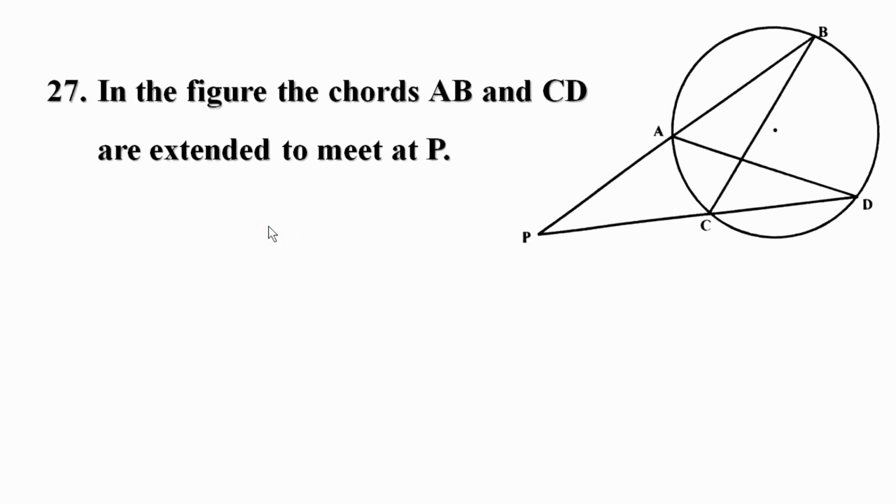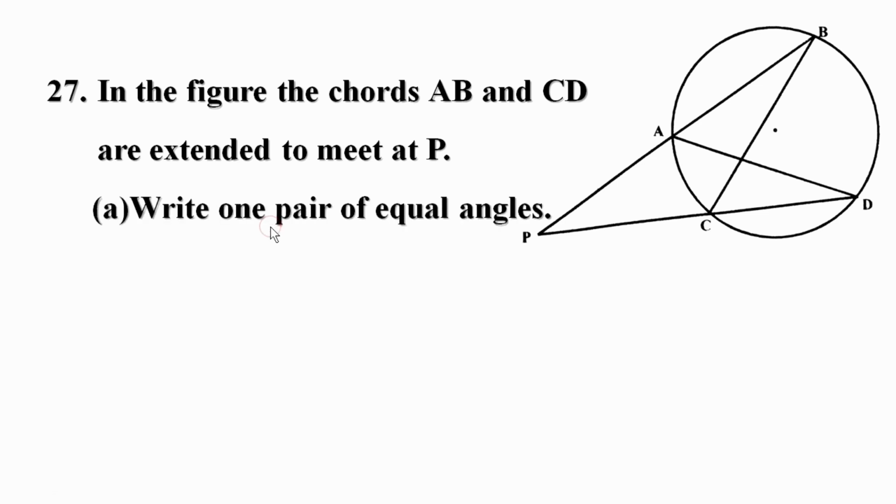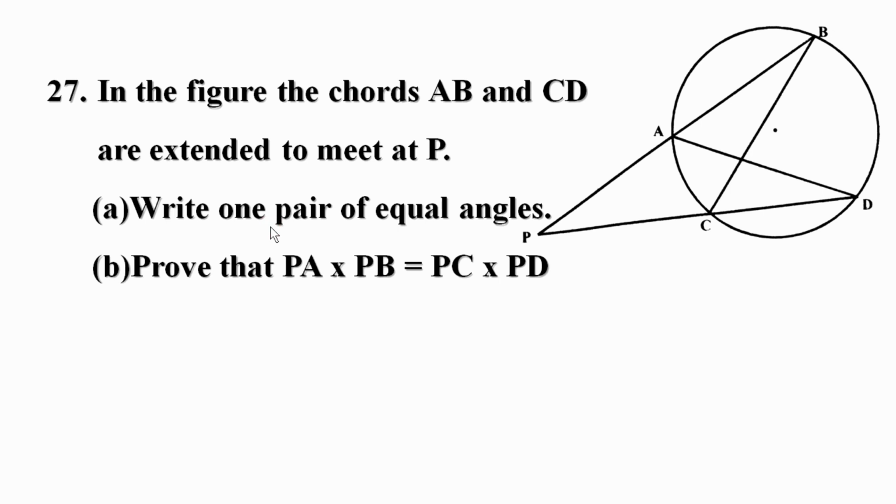27th problem. In the figure, the chords AB and CD are extended to meet at P. Write one pair of equal angles. Prove that PA into PB equal to PC into PD. Let us look at the figure.